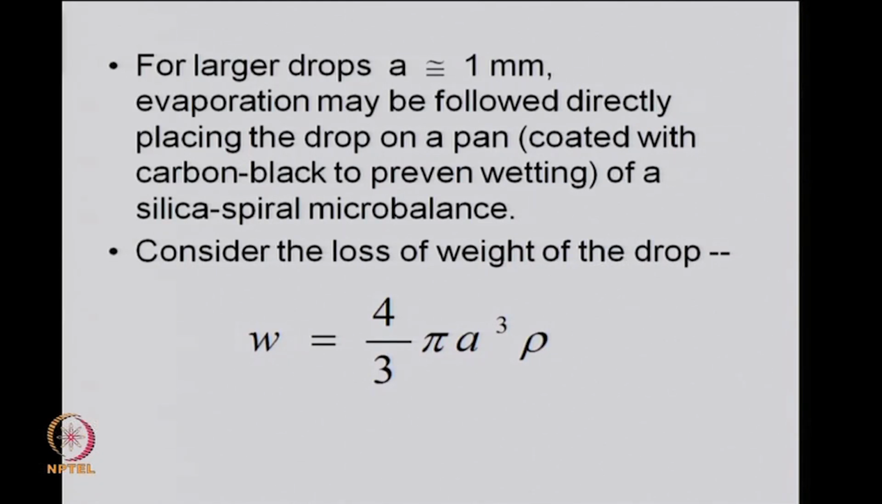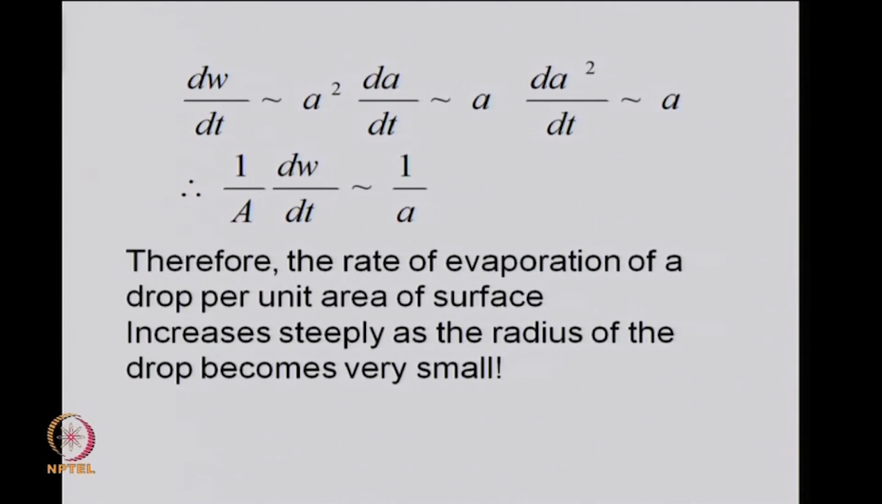If we look at the loss of weight of such a drop of liquid, we could start with the weight being equal to 4/3 pi a cube, a nearly spherical drop, times the density of the liquid. Then dW by dt would be d by dt of a cube, which will approximately vary as a square da by dt. That can alternatively be written as a dA square by dt. These are not equalities, these are how they vary in proportion.